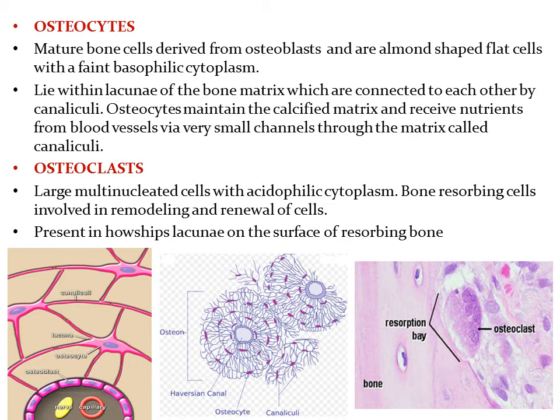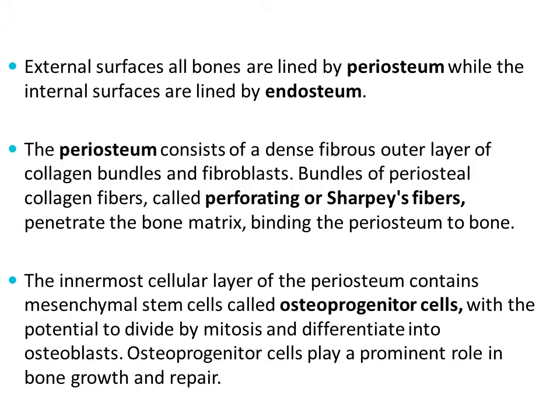So this is the function of the osteocyte and the osteoclast in the bone. The external surfaces of all bones are lined by periosteum, while the internal surfaces are lined by endosteum. The periosteum consists of a dense fibrous outer layer of collagen bundles and fibroblasts.